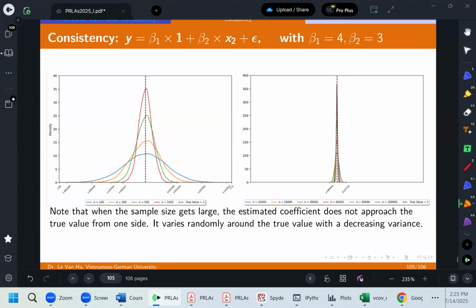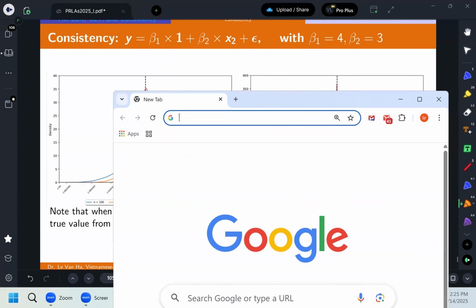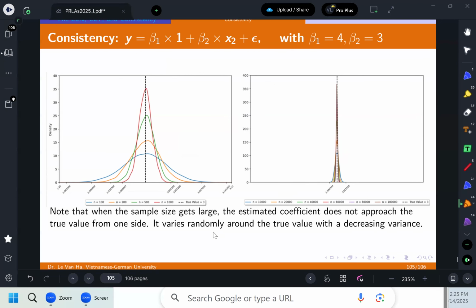Anh Linh, you are with us? Yes, yes. Okay, please, you see the problem, right? You see the question, right? Yes, yes, yes, I captured it. Okay. This could be an example in an examination: demonstrate the law of large numbers, the consistency, known as the consistency of the OLS.